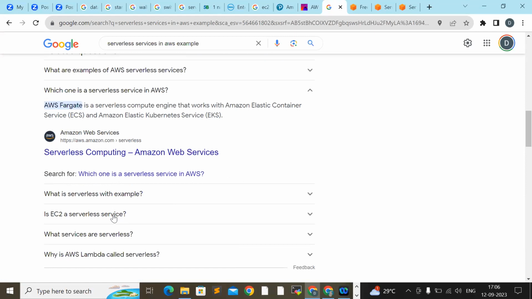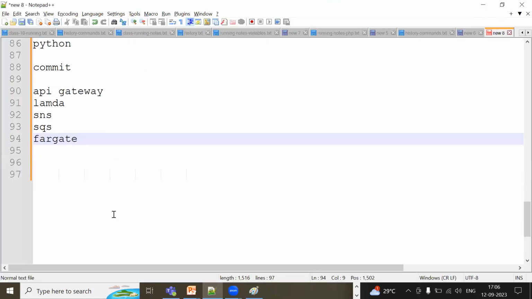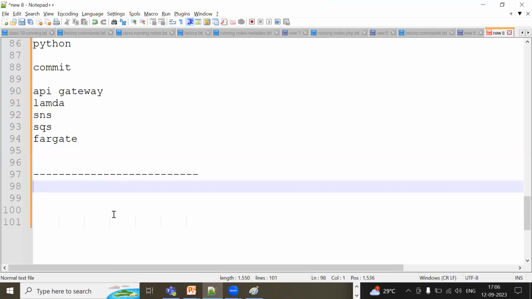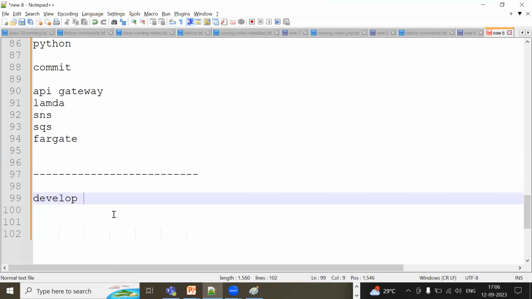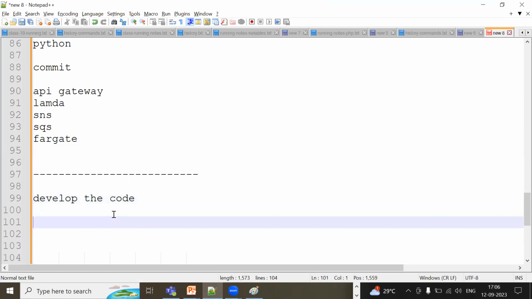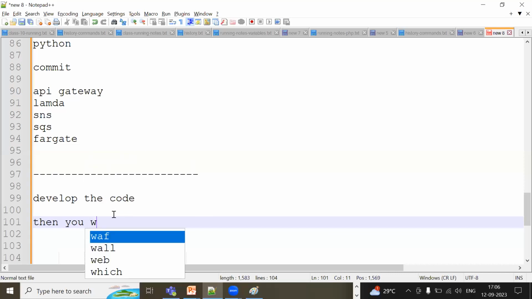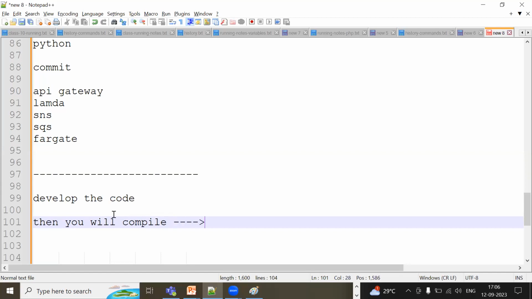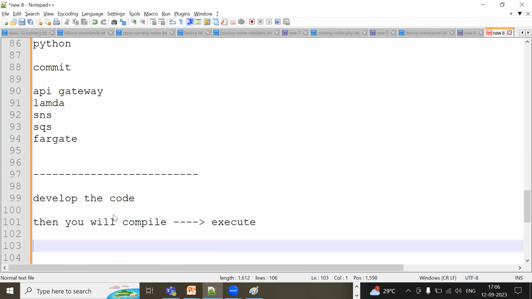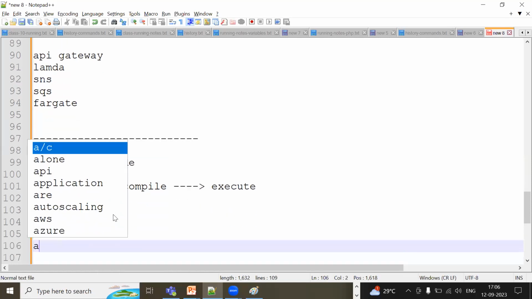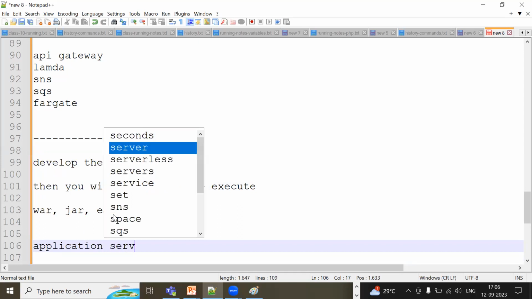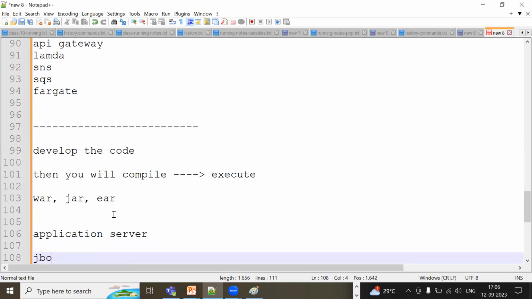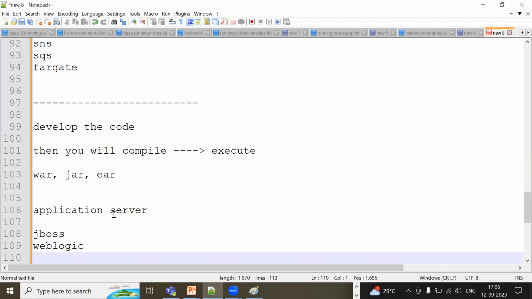Generally, on a rough note, what happens in IT is you develop the code, then you compile it so the system can understand. This is an executable. You get a war file, jar file, or ear file, and you try to deploy that in your application server, which can be JBoss, WebLogic, or WebSphere.